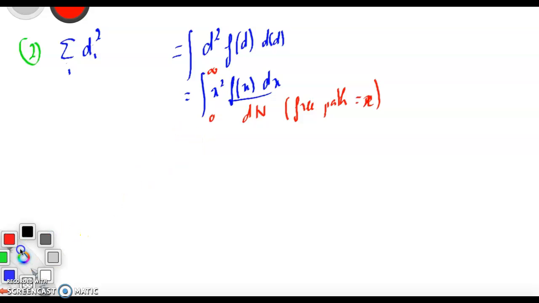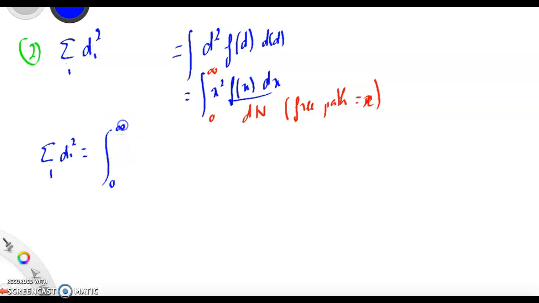And then my sum over i of di squared is essentially equal to the integral from 0 to infinity of x squared f dx, which is dn, where dn is simply the derivative of the previous one, so it's minus n0 over lambda exponential of minus x over lambda.